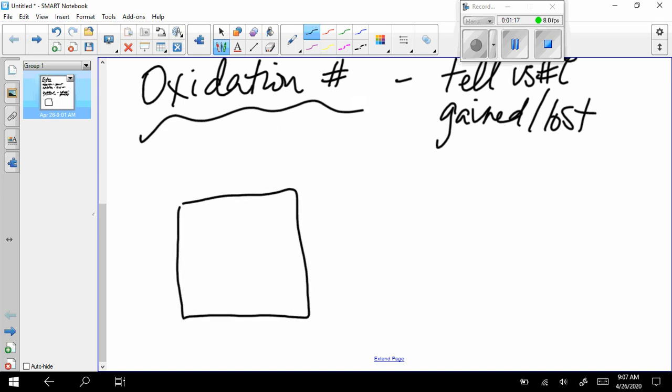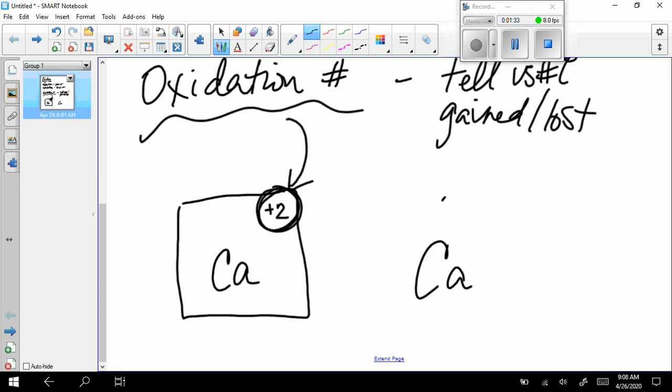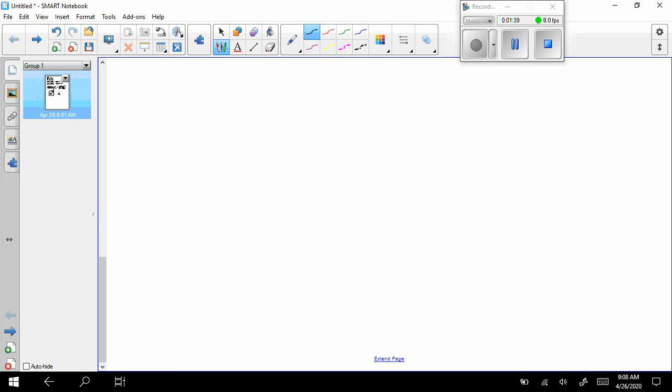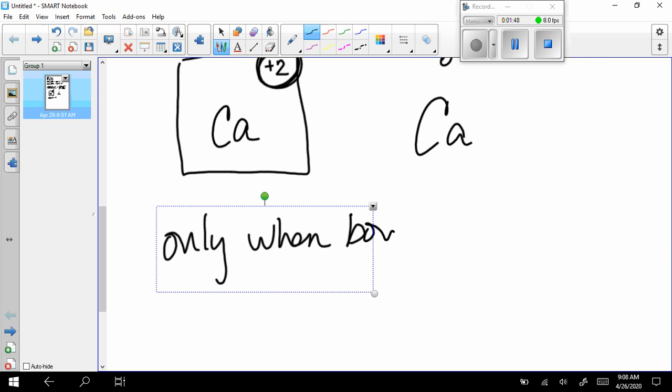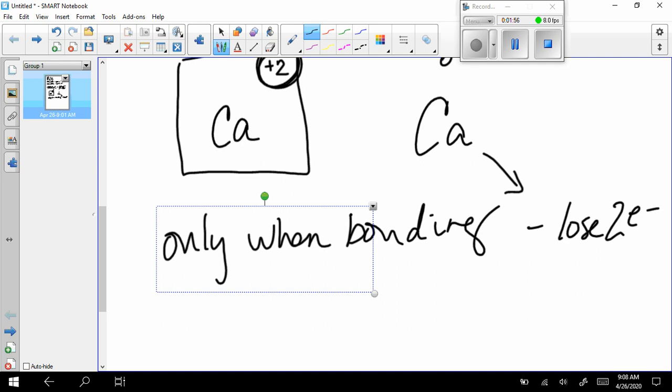When you look at a square on the periodic table, let's say calcium, up here in the top right, that's its oxidation number. For calcium, it's a +2. If I have just calcium, it has no charge, so it has an oxidation number of 0. Only when bonding will it have a change in charge. Only when bonding, this calcium would like to lose 2 electrons.